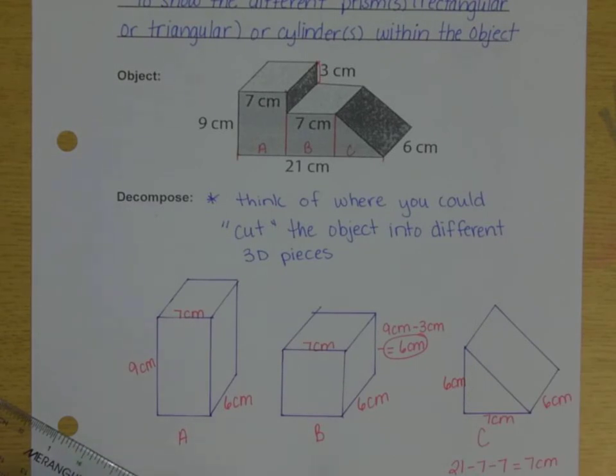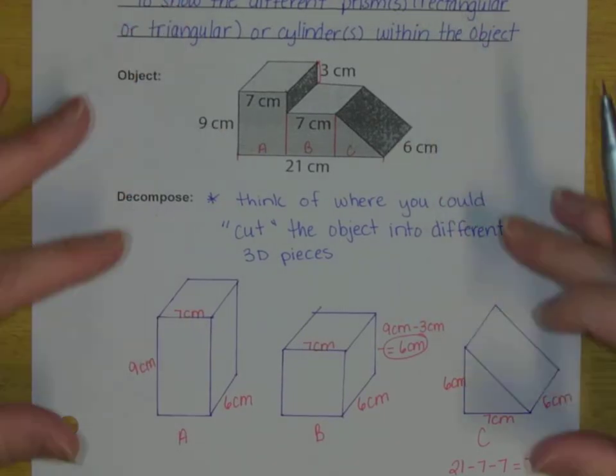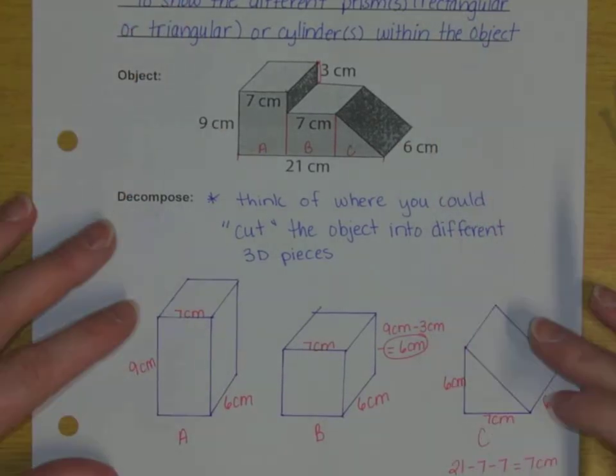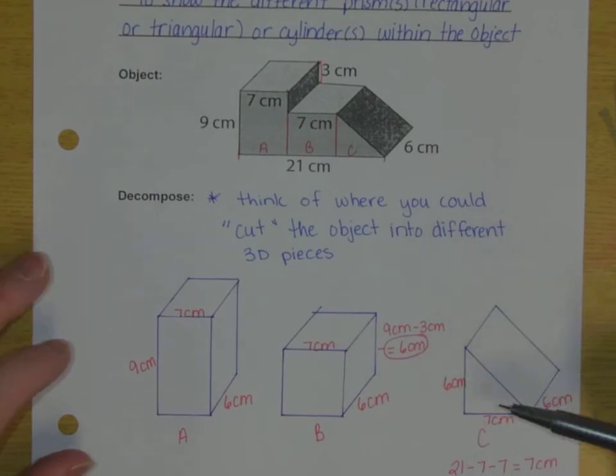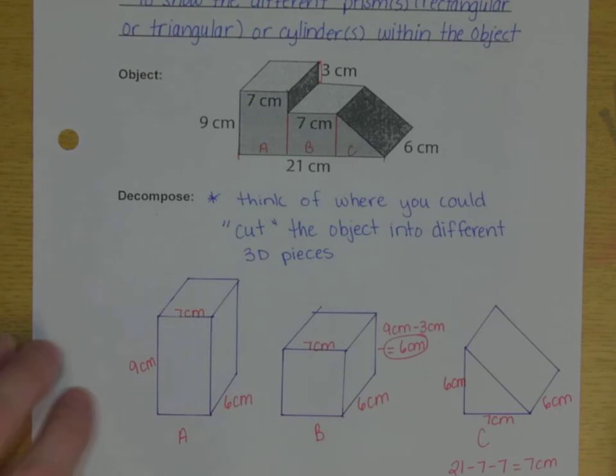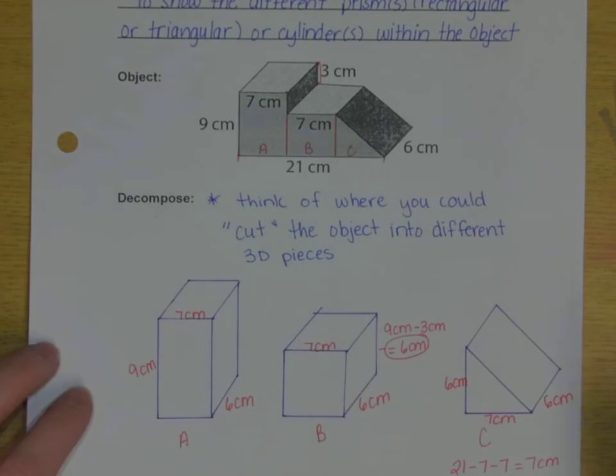Okay? So that's what you need to do when you decompose. You cut, you redraw them separated, and make sure you label all the sides. Even if you don't have all the information, you need to find it. All right. Now you can continue on to your assignment on the back.